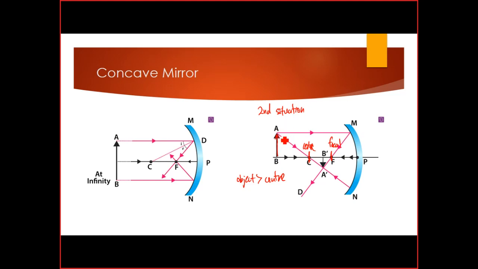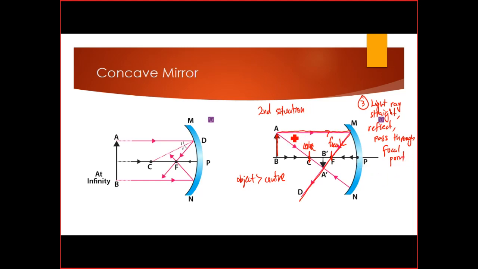Now, how would you actually draw the image? Remember three things when you want to draw a ray diagram. The first thing you need to draw is the light ray going straight, parallel to the principal axis, and then it reflects and passes through the focal point. This is number one.